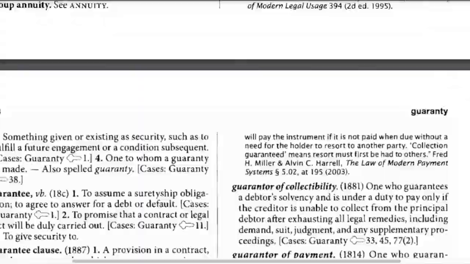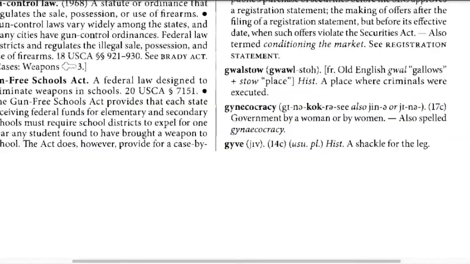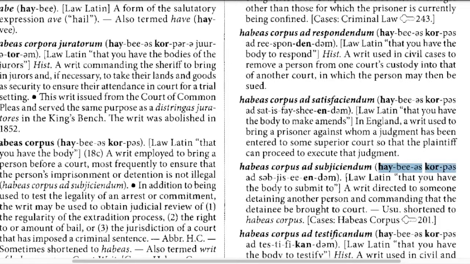Here we go. Habeas. Yeah, I got to get a better scanning document for this. Here we go. Habeas corpus. All right, here he is. Habeas corpus ad subjiciendum. Okay. That you have the body to submit to. That's what that means. A writ directed to someone detaining another person and commanding that detainee be brought to the court, usually shortened to habeas corpus.